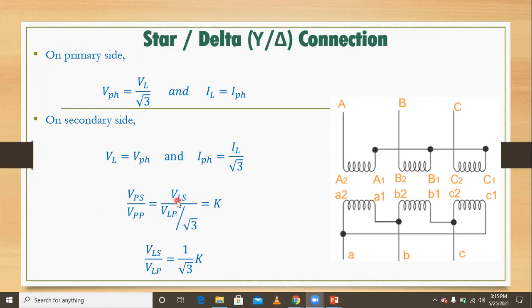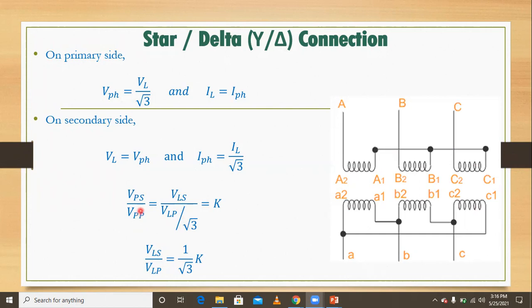Understood? And then VLS, the line voltage in secondary divided by the line voltage in primary, is equal to K by root 3. This is called the line turns ratio. So VLS divided by VLP is equal to K by root 3. VPS divided by VPP is called the phase turns ratio. K is nothing but the phase turns ratio, not the line turns ratio.